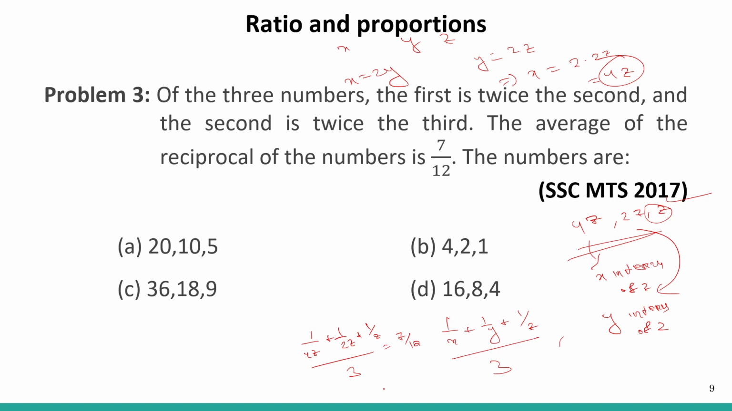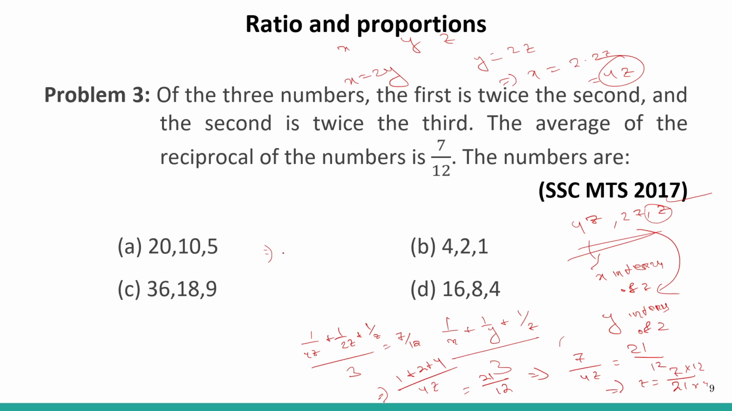So 3 goes there. So this is equal to what? 4z remains in the denominator. 1 plus 2 plus 4 is equal to 7, into 3 is equal to 21 by 12. So this implies that 4 plus 2 is equal to 6 plus 1, 7. So 7 by 4z is equal to 21 by 12. So this implies that 4z is nothing but 7 by 21 into 12.